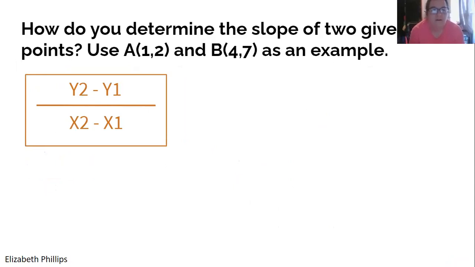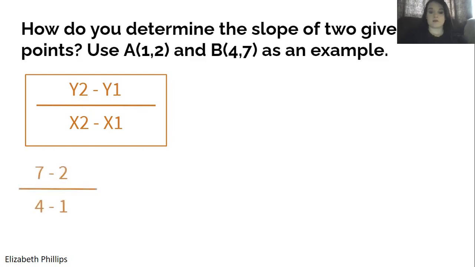Thank you. Elizabeth, how do you determine the slope of 2 given points using A(1, 2) and B(4, 7) as an example? So like Miranda said, our slope formula is going to be y2 minus y1 over x2 minus x1. We're given 2 points, A and B. Our points for A are 1 and 2, which is going to be x1 and y1, and then our point for B is going to be 4, 7, which is x2 and y2.